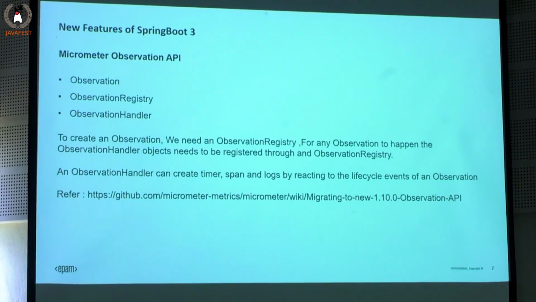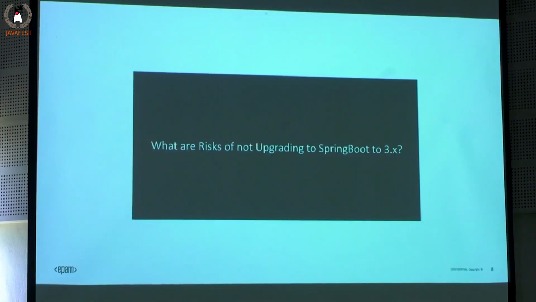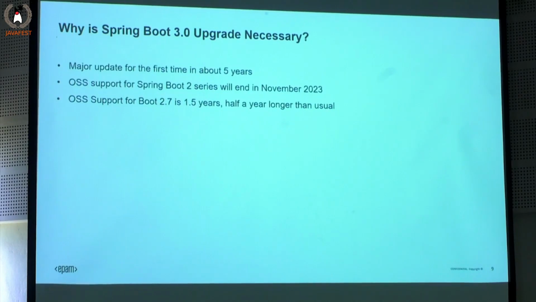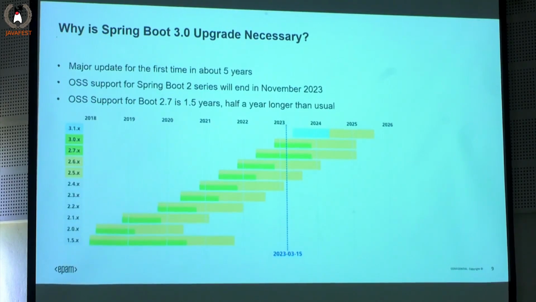I wanted to show it on the screen also, but I think we don't have much time here, so I want to go a little bit faster. Why is upgrading necessary? It has been the major update for the first time in the last 5 years, and the OSS support is going to end by November 2023. You can continue to use 2.6, 2.7 or 2.x, but if you want to continue after November 2023, it will be at your own risk. That is the major aspect. You have to move towards it if you want support.